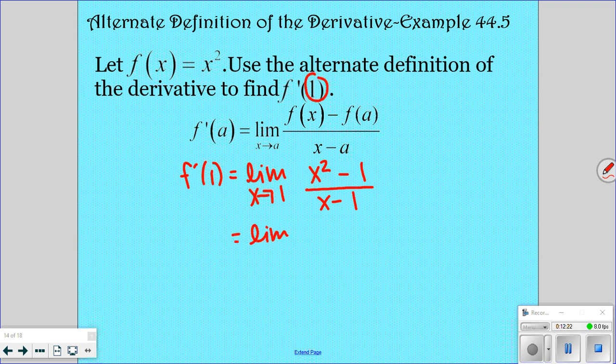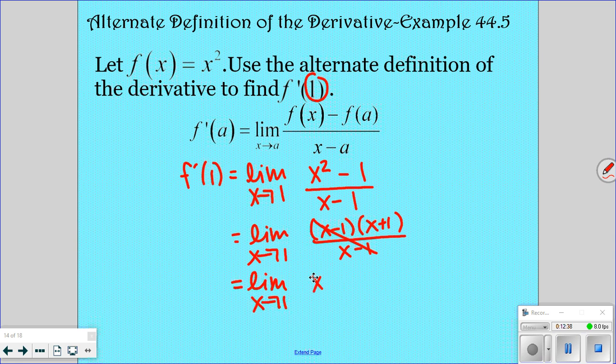So we're going to want to factor this. You're going to have x minus 1 and then x plus 1 over x minus 1. So the x minus 1 will cancel. So the limit as x approaches 1 of x plus 1, you can plug that in. And so that would equal 2. And so there would be your answer.